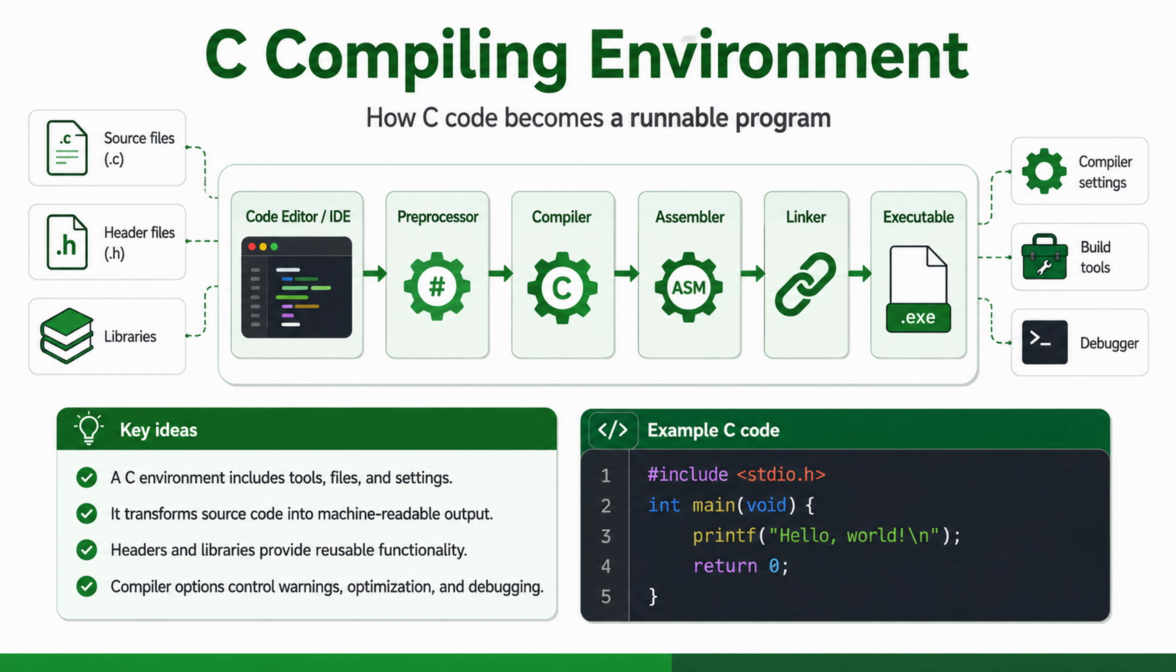The compiler must also know the target architecture, such as ARM Cortex-M, AVR, ESP32, or RISC-V. My professional advice is this: never treat compiling as just pressing a build button. Understand the toolchain, because most real embedded bugs come from wrong settings, missing paths, linker issues, or incorrect build configuration.